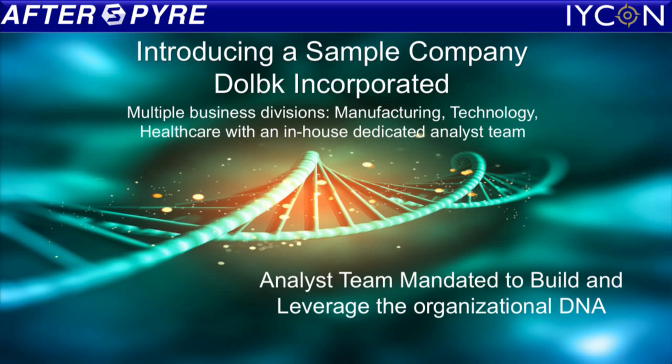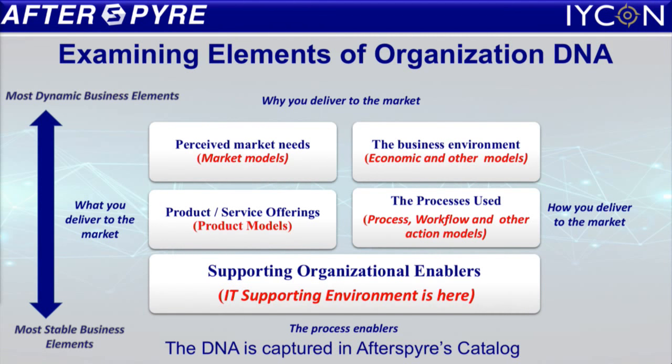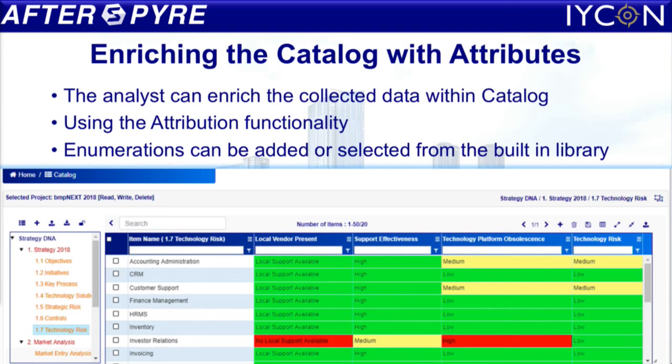So in a typical sample organization, which is multi-business division, you have a large analyst team. In this case, they are mandated to build and leverage the organizational DNA. Typically, the analysts will examine the different elements of the DNA: why you deliver to the market, how you deliver, enablers, what you deliver. All of this goes into the Afterspyre catalog. So there's a discovery phase where you capture all the information.